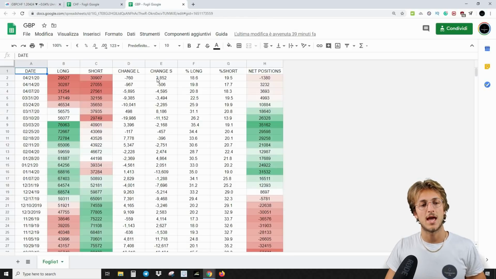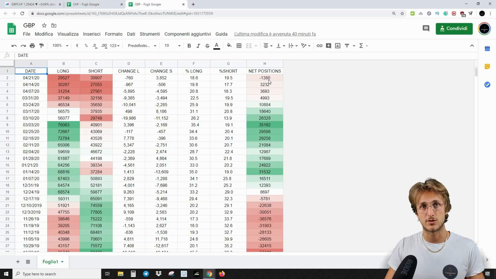Now, if we go and see what we have from a COT perspective, so what hedge funds are doing at the moment on the pound, the first thing that we can immediately notice is that we were all the way up, if we look at the net positions, at 35K net positions, going all the way down with the last report that was given to us yesterday to minus 1,380 net positions. So basically, for the first time in a very long time, we have more short positions than long positions from an institutional level in the market.